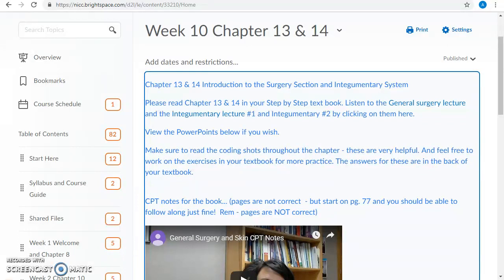The coding shot at the top of page 365 is good. You're not to assign the shaving codes if the shaving penetrated through the dermis. Remember, full thickness goes to excision. We wrote that in, or you will if you haven't watched that video yet. We look at the size and the location. With the malignant lesions there, again, we need size and location.